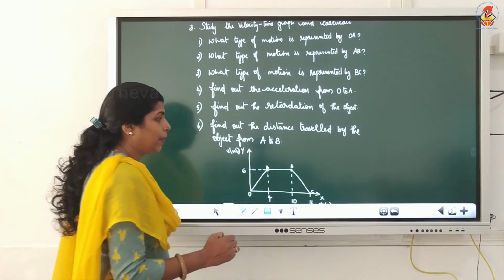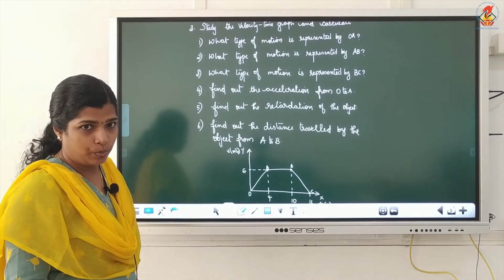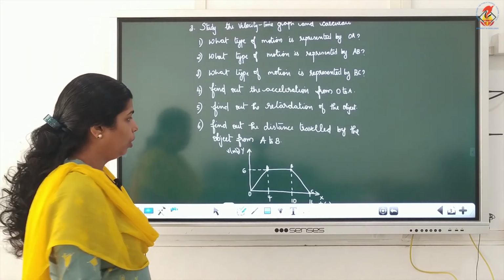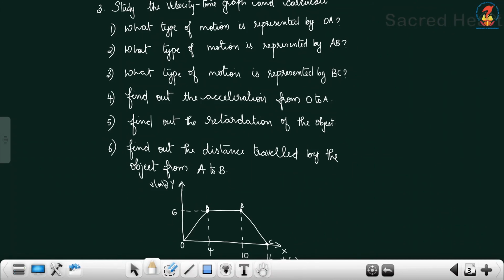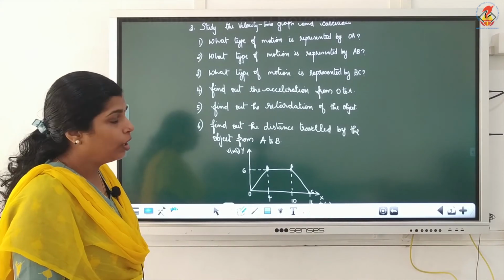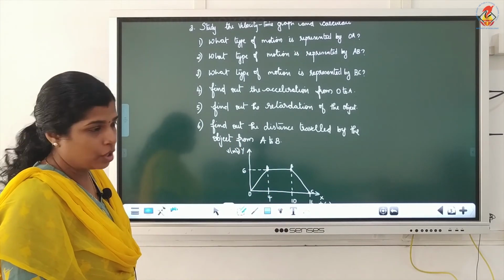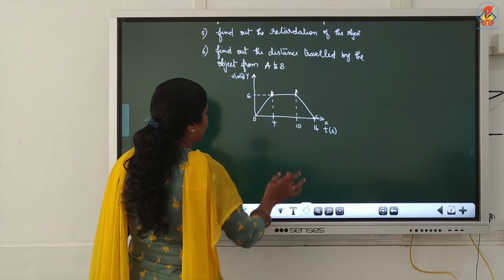Now, what about this portion AB? Graph is a straight line parallel to the time axis. So, acceleration will be 0. Now, what about this graph BC? That part is sloping downwards. So, it is having uniform retardation. It's a straight line, slope downwards. So, it's having uniform retardation or negative acceleration. So, first 3 questions we will answer now together.